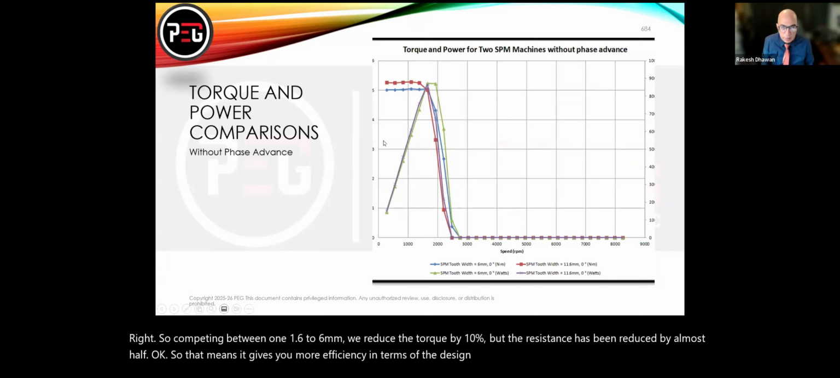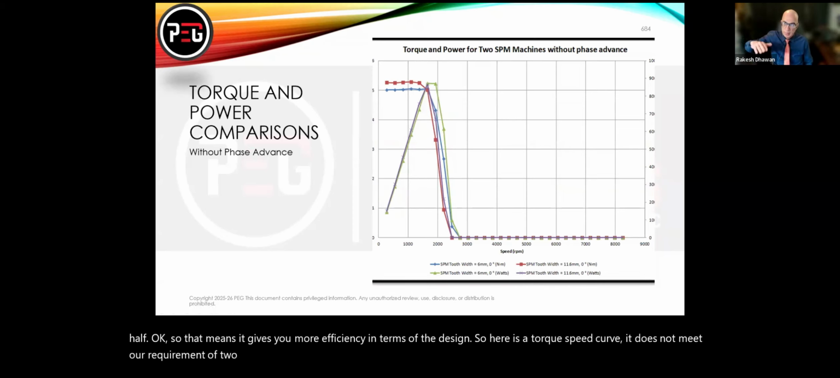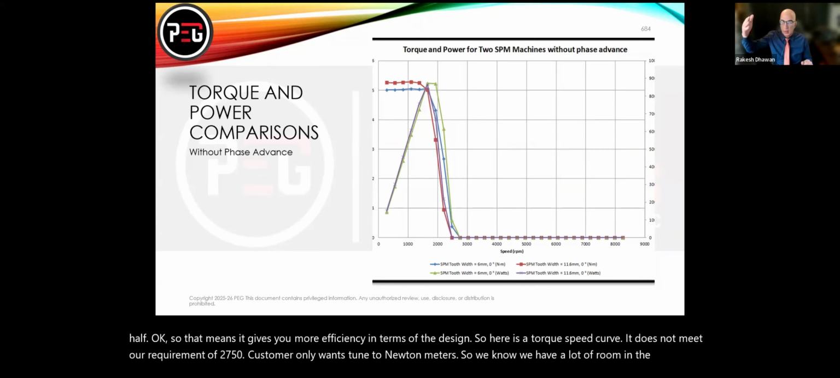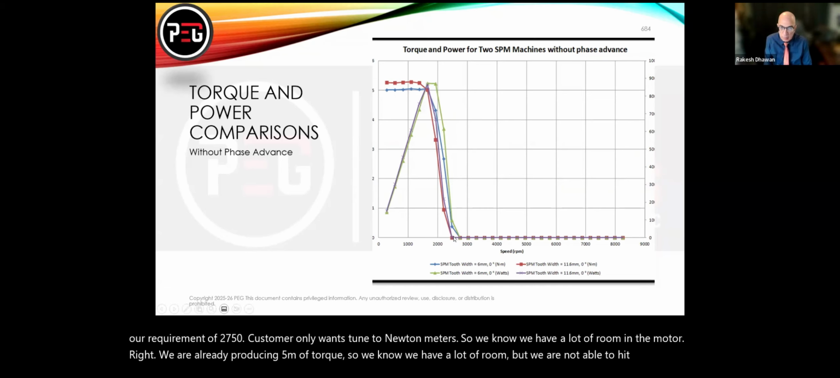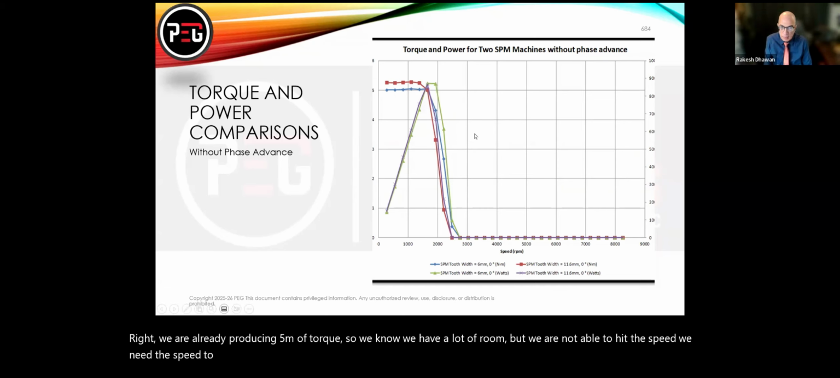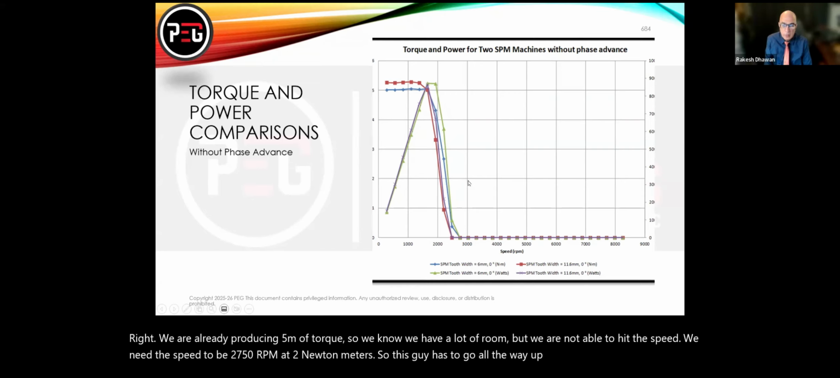So here is a torque speed curve. It does not meet our requirement of 2,750. The customer only wants 2 Newton meters. We know we have a lot of room in the motor, since we are already producing 5 Newton meters of torque, but we are not able to hit the speed. We need the speed to be 2,750 RPM at 2 Newton meters, so this has to go close to 3,000 RPM. These designs don't hit it.